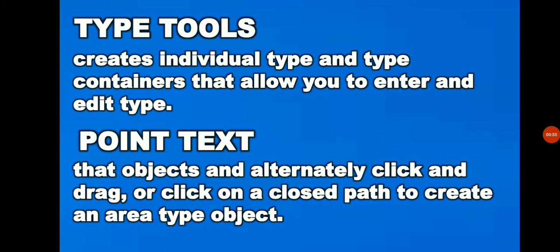The type tool creates individual type and type containers that allow you to enter and edit type. To do this, you have to click on the artboard to begin what we call point text, and alternately click and drag, or click on a closed path, to create an area type object.